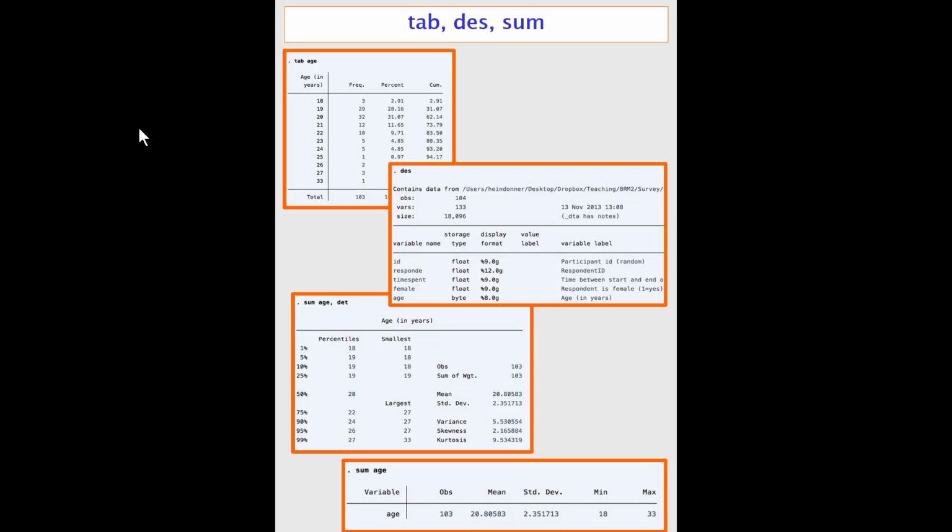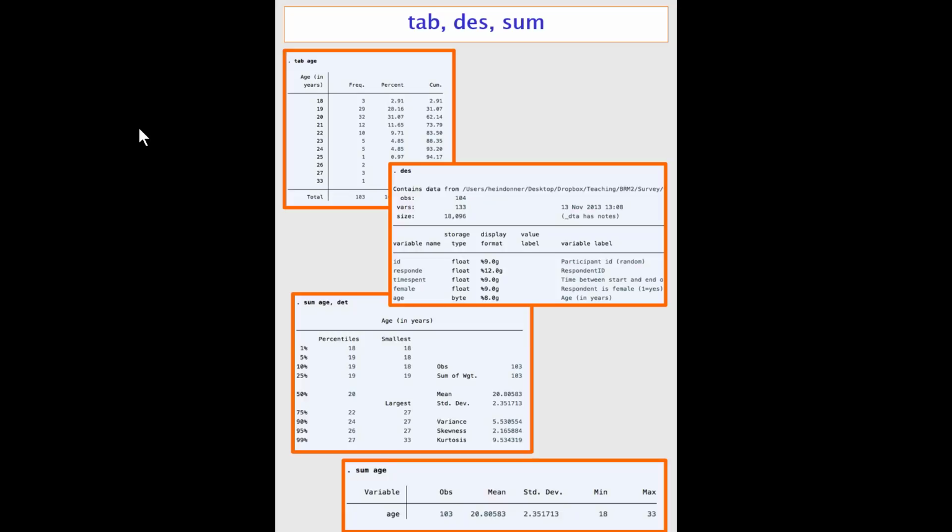And this is a typical example. This is something that we can get from this data. This is an overview of age. It says tag age on the top left. You get for each and every age how many cases you have in the data. Des, or describe, gives you an overview of the data set in general.